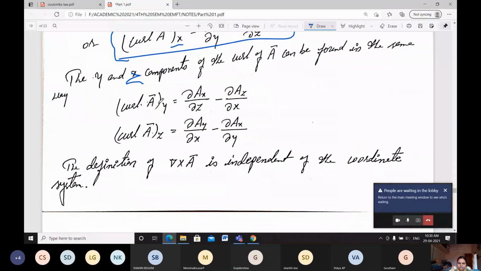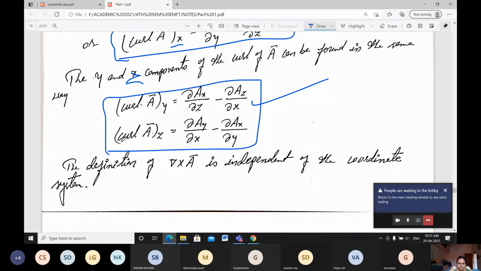Therefore, the curl of a vector A with respect to the y component is going to be dou Ax divided by dou z minus dou Az divided by dou x. Then the curl of vector A with respect to the z component is going to be dou Ay divided by dou x minus dou Ax divided by dou y. This is the equation you have to remember.